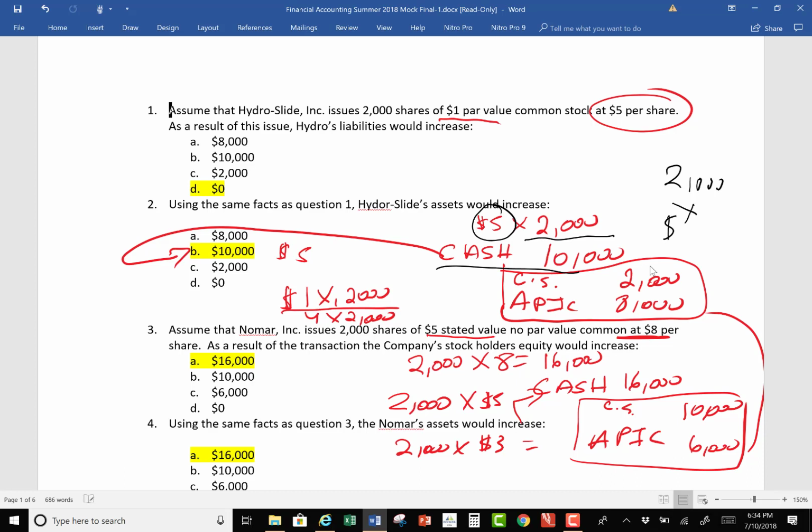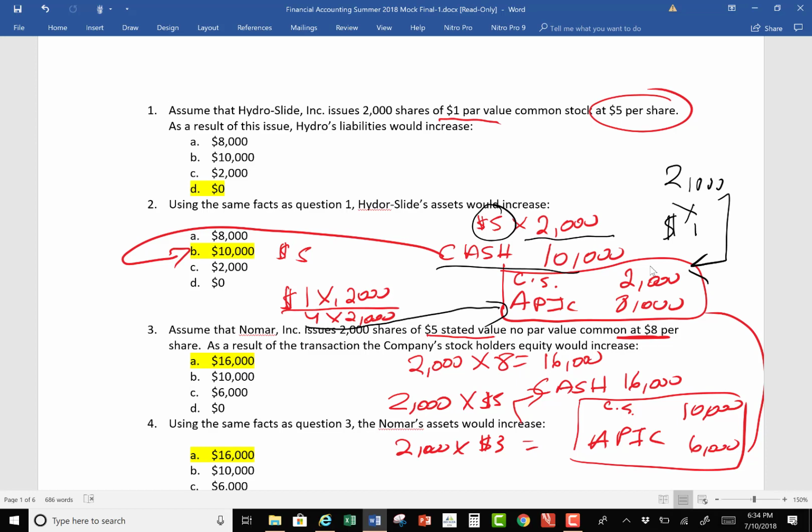So I credit common stock for 2,000. And then I simply credit APIC for the difference. That's going to be the $4 times the 2,000 shares, which is 8,000, or just to make the journal entry balance.